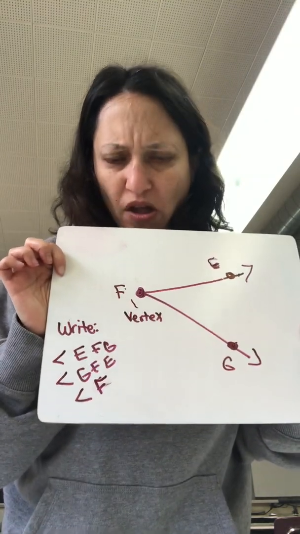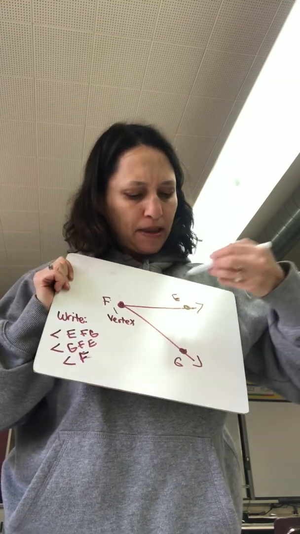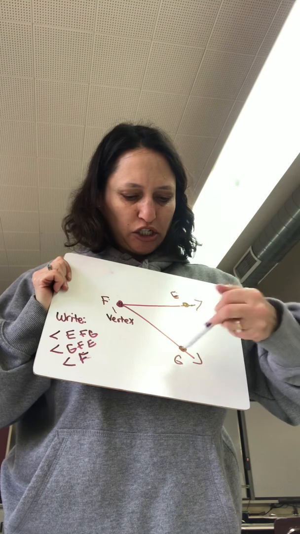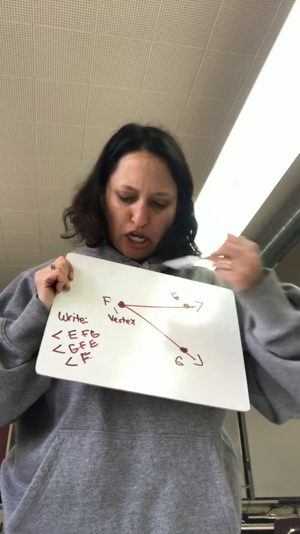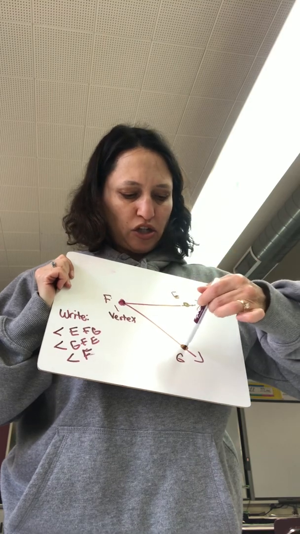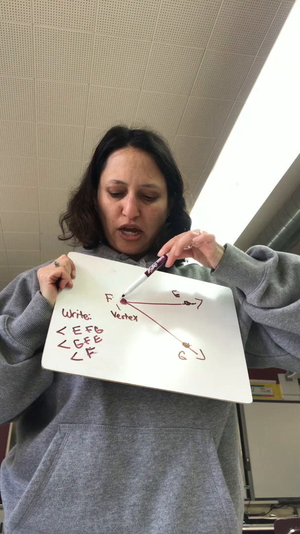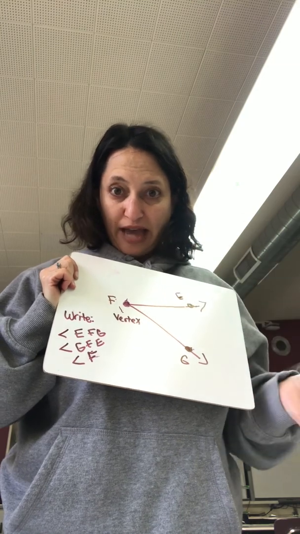So when naming angles, make sure that you don't just say, oh, I'm going to call it angle GEF. No, no, no. Your vertex always has to be in the middle. Start at the end points this way, or just call it by the vertex.